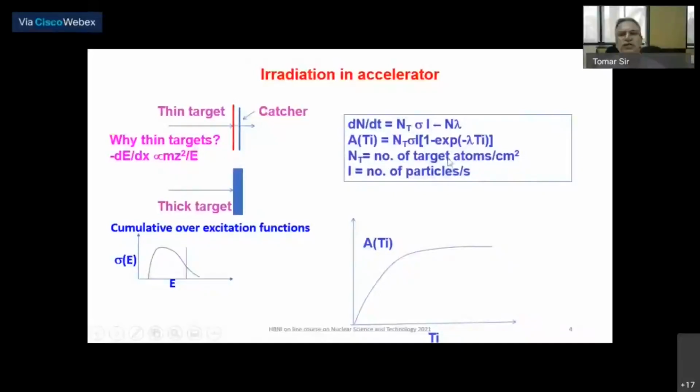So how do you find out this? You can take the weight of this target and take the area. So weight by area will become number of milligram per centimeter square, and you can multiply by Avogadro number divided by the atomic mass number, you get the number of atoms per centimeter square.